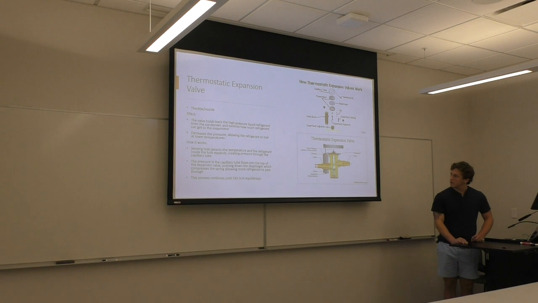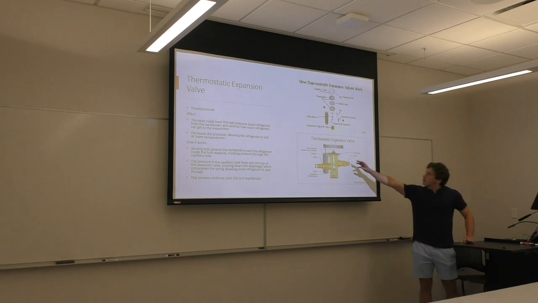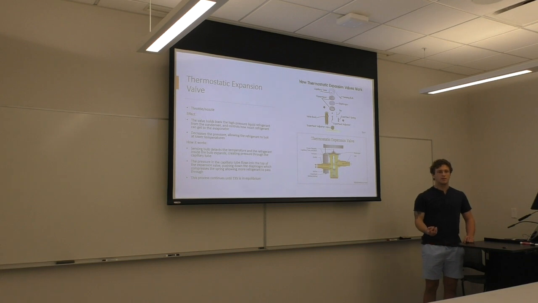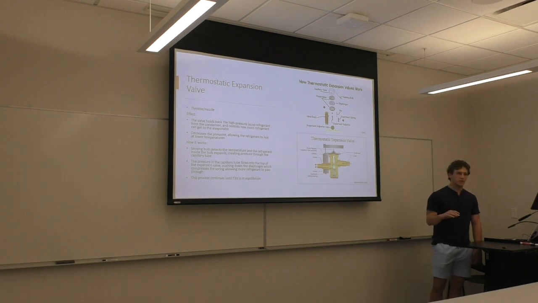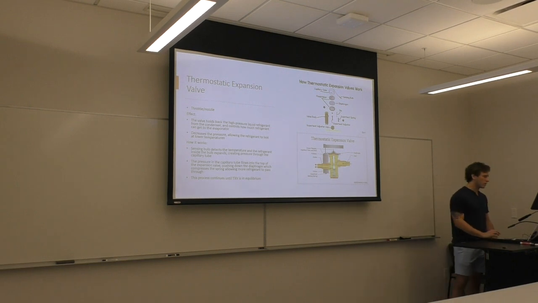How it specifically works though is you have your sensing bulb up there, which has refrigerant in it, so that detects the temperature of the refrigerant coming through it, and if it's hot, it'll heat up, boil, and create pressure going through the capillary tube, which goes into the top of the expansion valve, and then that pushes down on the diaphragm, which compresses the spring, allowing more refrigerant to pass through. That'll just keep balancing out as the temperatures change until it reaches a state of equilibrium, having the right amount of refrigerant flowing through.